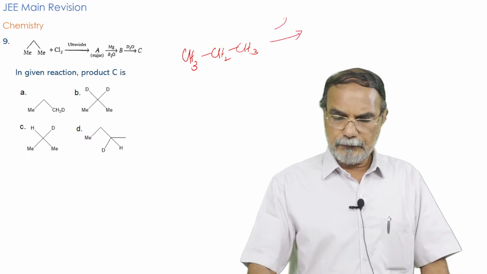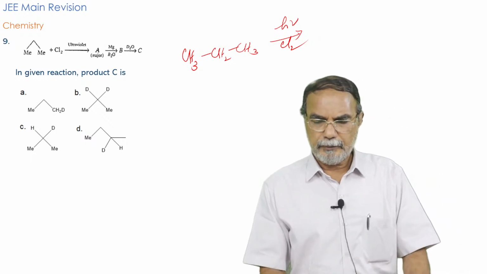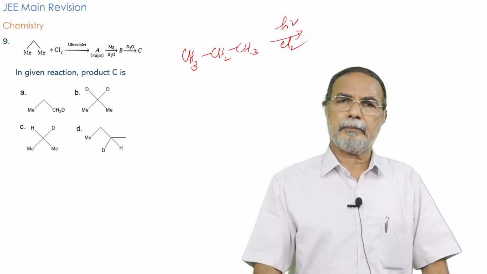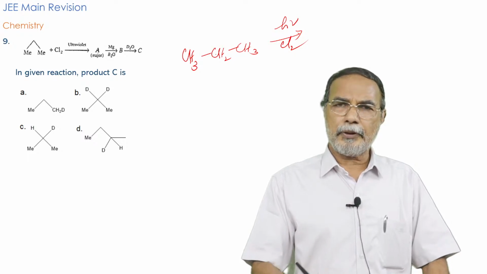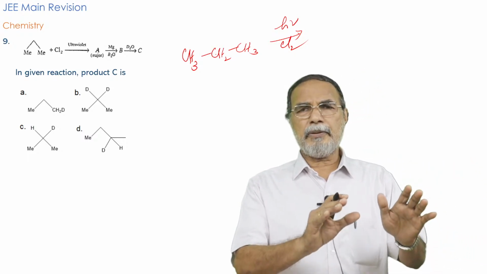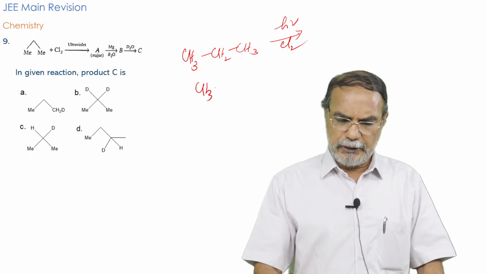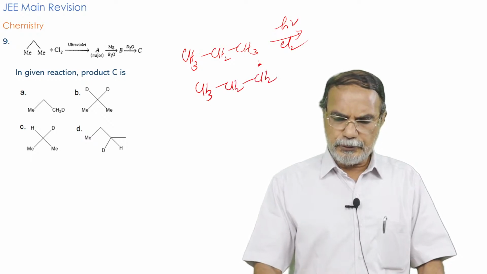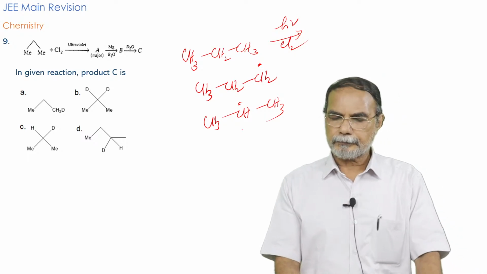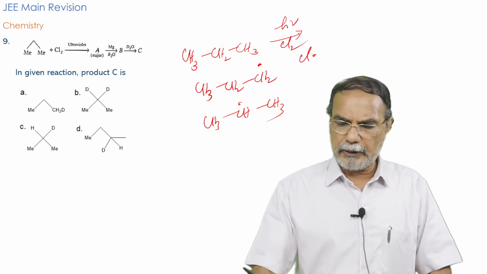It is again photochemical chlorination. So photochemical chlorination, you can form a free radical either here or a free radical here. Photochemical chlorinations are always free radical substitutions. I already told you in connection with one of the previous questions. So you have CH3CH2CH2 dot, as well as CH3CH dot CH3. These are the two possible free radicals from this molecule on reaction with chlorine radical, right?